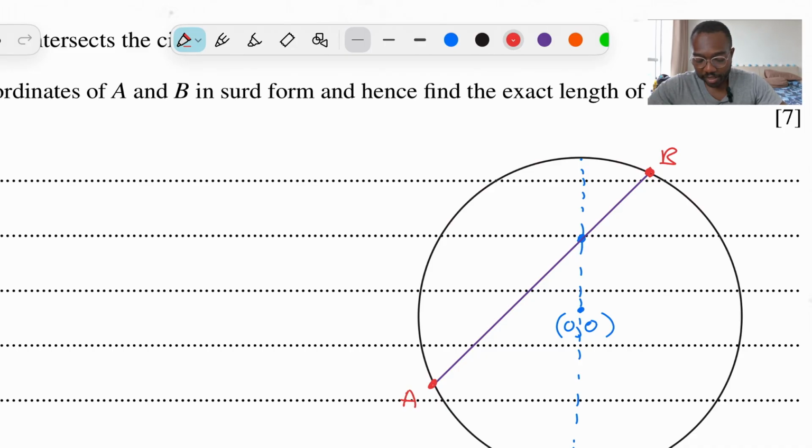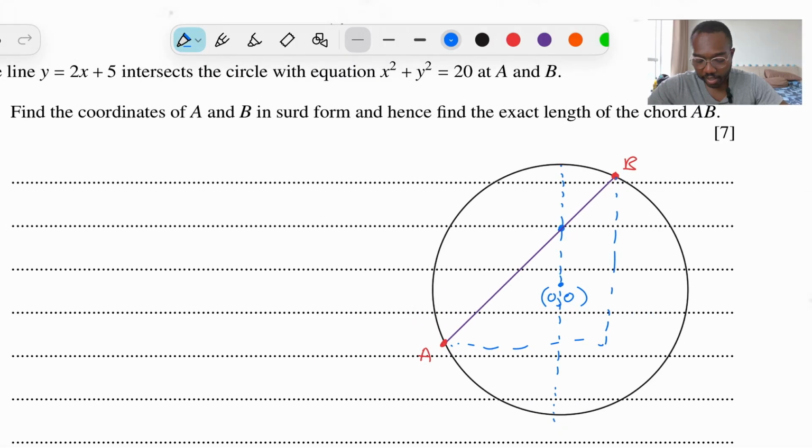All that means is that once we work out the intersection points, we just need to use Pythagoras' theorem, x squared plus y squared, all that good stuff. Then we will work out the exact length of the chord. So once we work out A and B, think of a right angle triangle. You're going to have a horizontal value and a vertical value, and Pythagoras' theorem will give you the length of the chord. So that's effectively what we are working out.